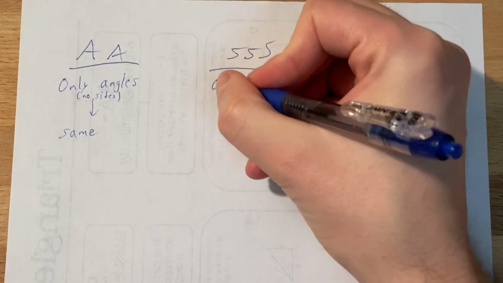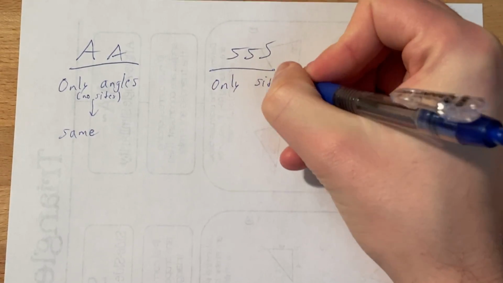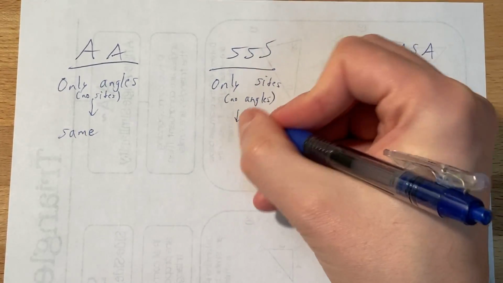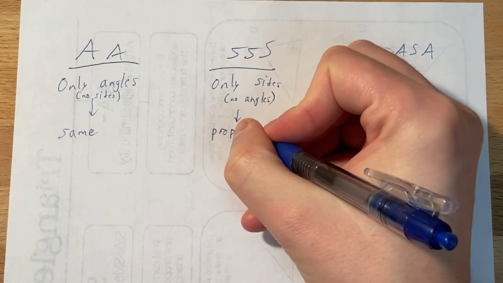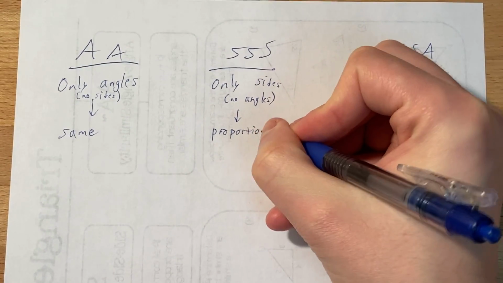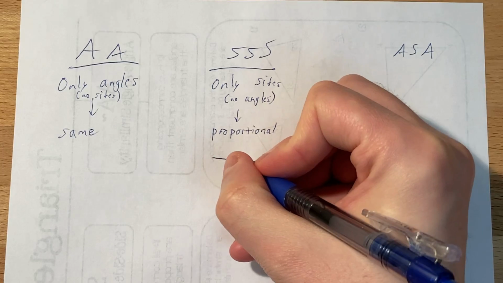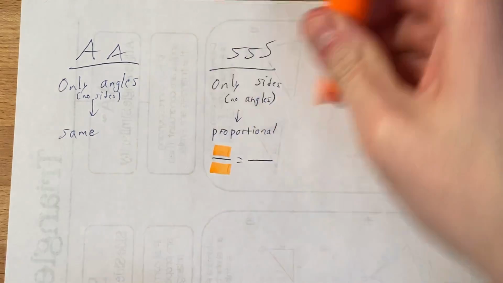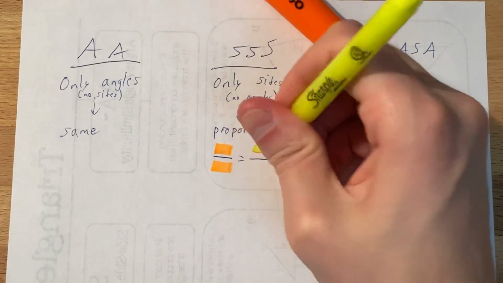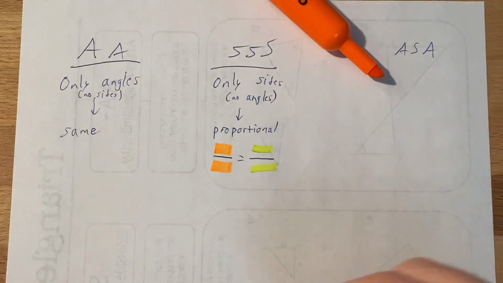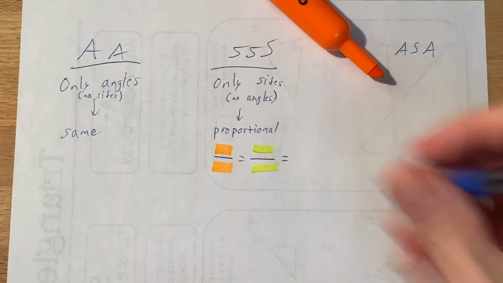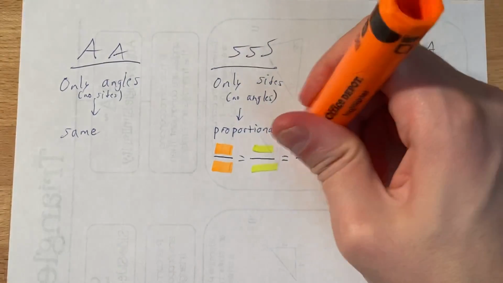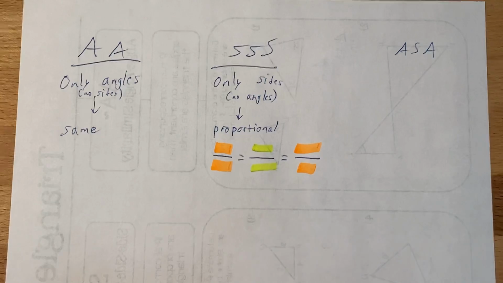Side, side, side. You only have sides, meaning no angles. Once again, those have to be proportional. It's where you have a fraction equals a fraction. But because there's three sides, it's actually going to be three of them. All three sides have to be proportional.